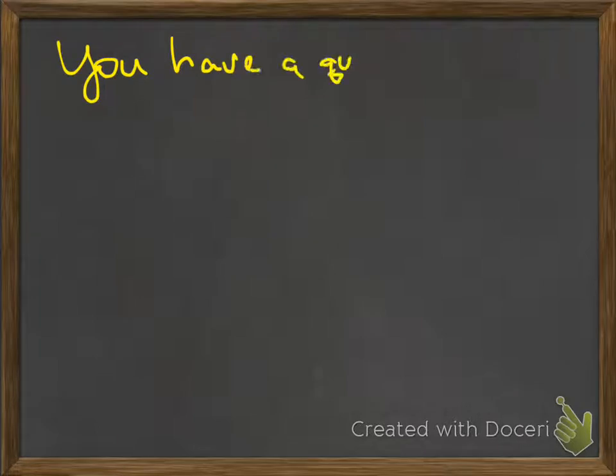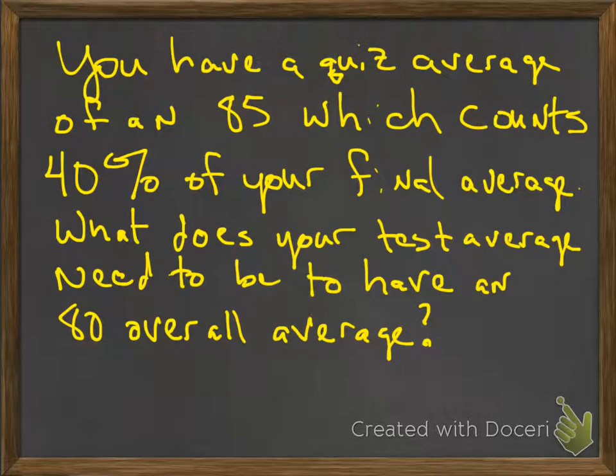Alright, so next example. You have a quiz average of an 85, which counts 40% of your final average. What does your test average need to be to have an 80 overall average? This is what is known as a weighted average. A weighted average makes you have to figure out something slightly different, so you have to do a little bit different there and go from there, saying that 40%, how do I do that, and so on and so forth.